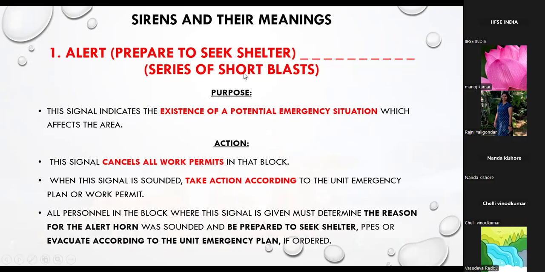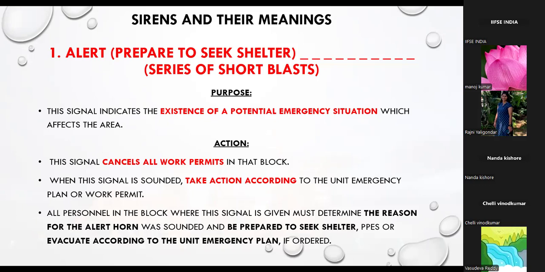Now here, alert, prepare to seek shelter, is a series of short blasts. Here you can see the short blasts with a time interval. If you hear the siren of short blasts, the purpose of this signal is that there is a potential emergency in whichever area is affected. Then what is the action to be taken? The first thing is all the work permits will be cancelled. Then when the signal is sounded, take action according to the unit emergency plan or the work permit.